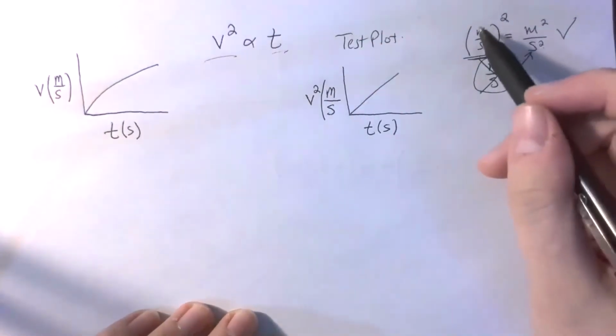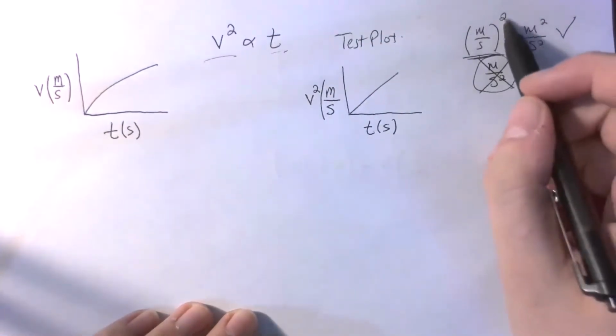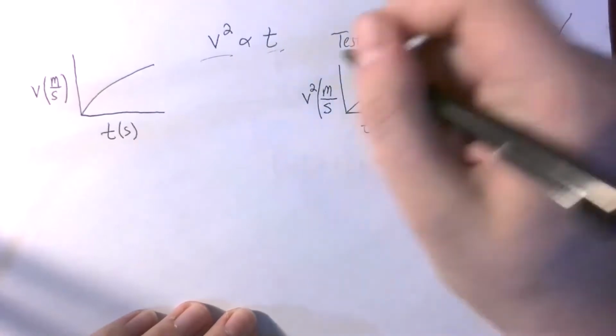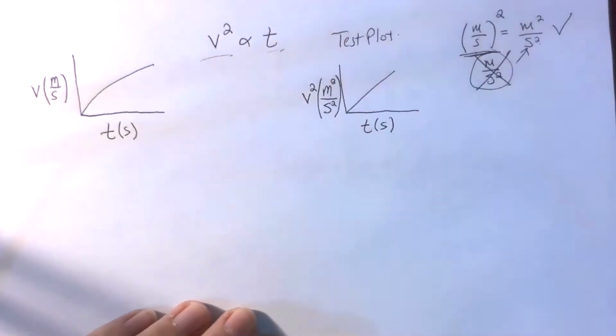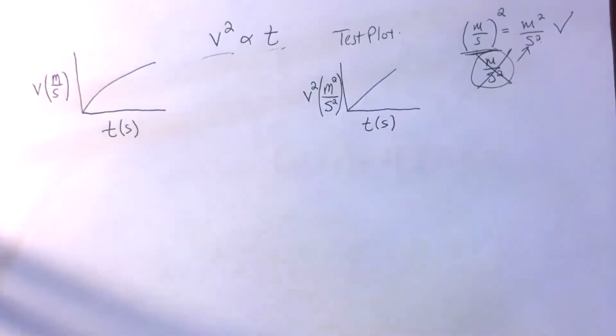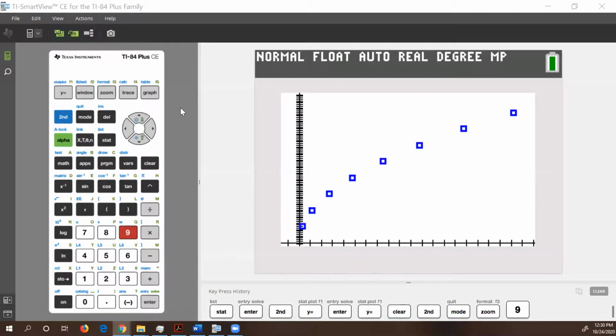So I would either say meters per second, the quantity squared, the whole thing squared, or meters squared per second squared. So we want to prove that that relationship is true by going back to the calculator. And unlike the last example, by the way, which didn't seem perfectly linear, it certainly didn't have as clear of an upward curve trend as this one did.